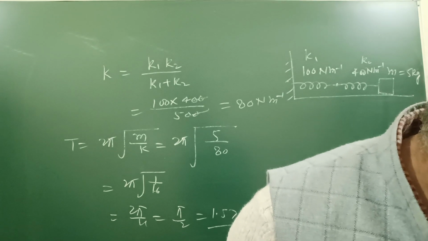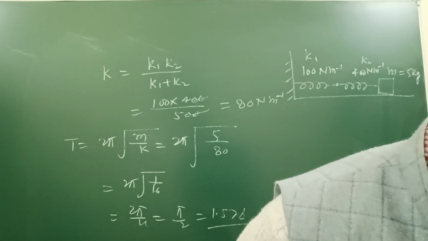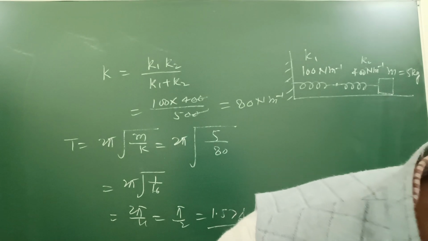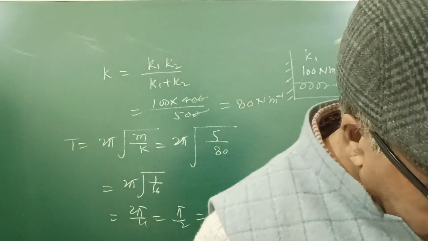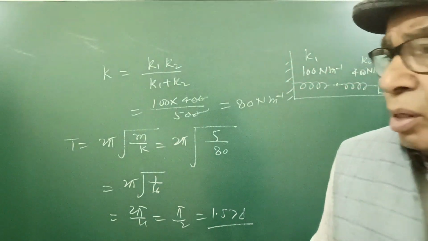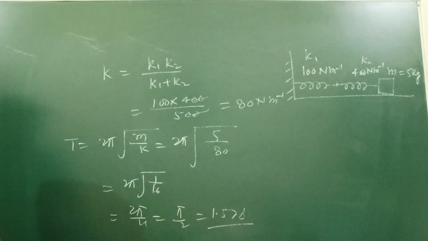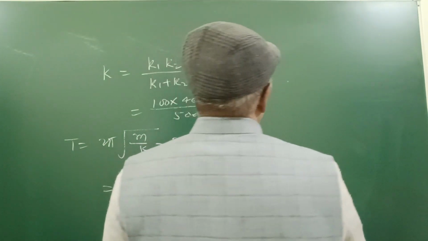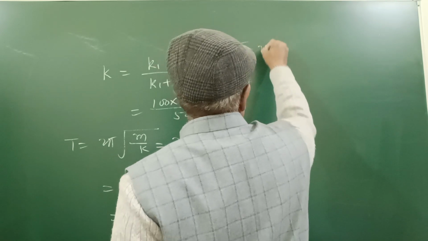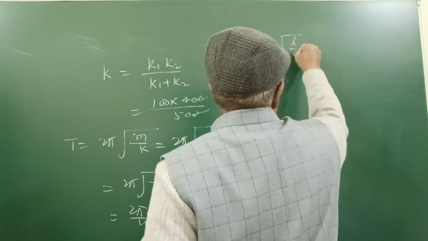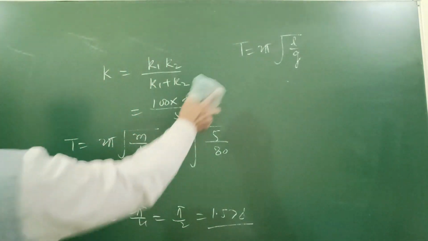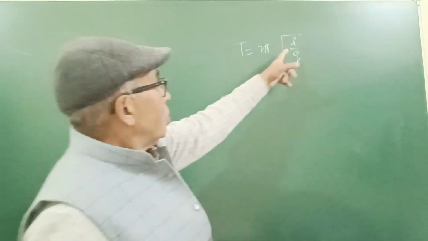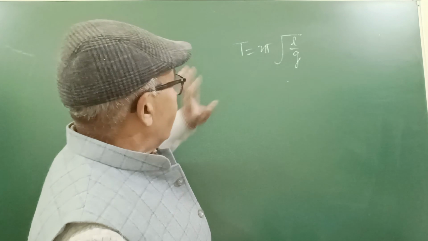Calculate the percentage change in periodic time of a simple pendulum if the length of the pendulum is increased by 4%, mass of the bob increased by 30%, amplitude of oscillation decreased by 50%, etc. So time period of pendulum T is equal to, I am telling verbally, 2 pi under root L by G. Now listen what he is asking. If length of pendulum is increased by 4%, then what is the percentage increase in time period?